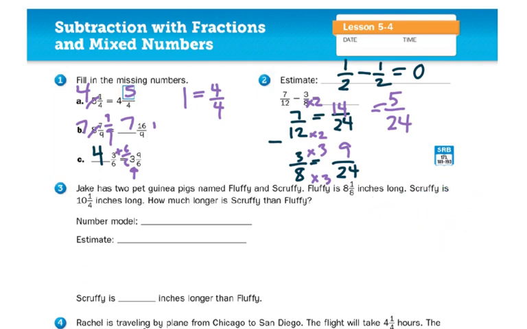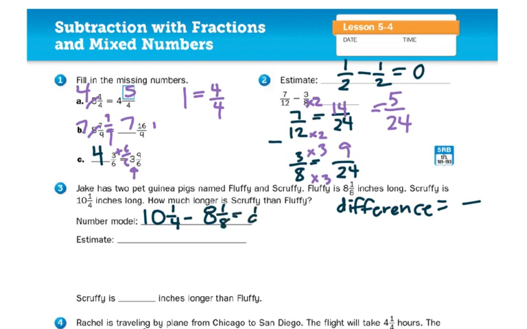Number 3. Jake has 2 pet guinea pigs named Fluffy and Scruffy. Fluffy is 8 1/8 inches long. Scruffy is 10 1/4 inches long. How much longer is Scruffy than Fluffy? So we're figuring out the difference, so we're going to subtract. If you're finding out how much one number is larger than the other, we subtract. So we always take the larger number first, so 10 1/4 minus 8 1/8.